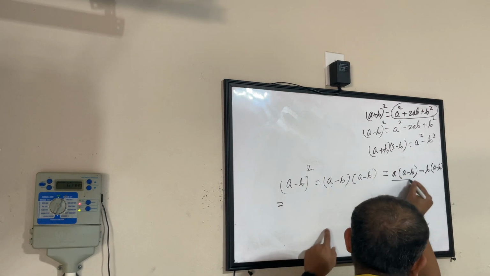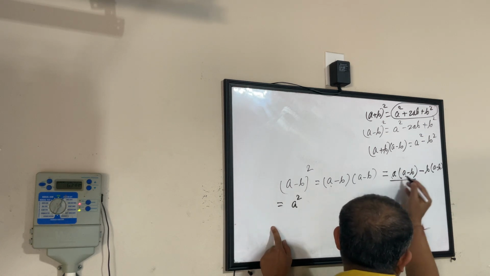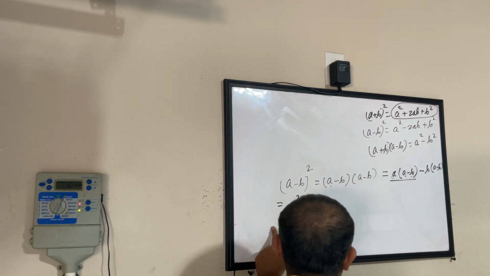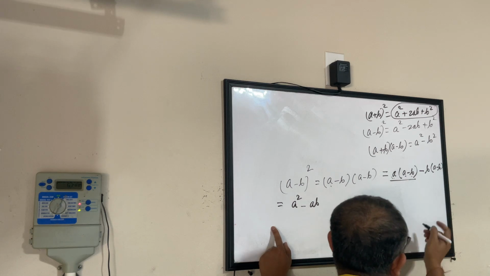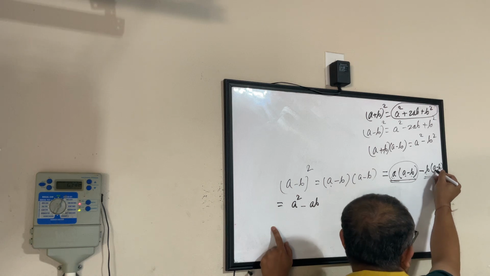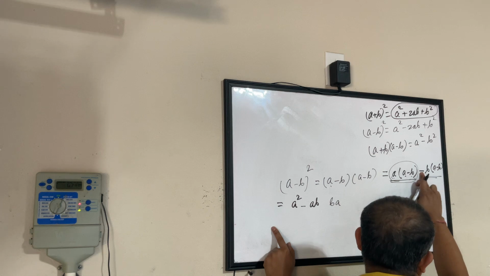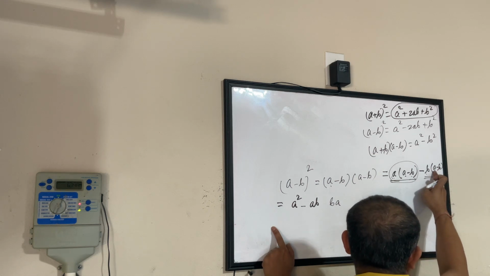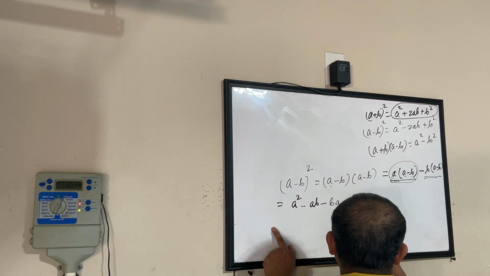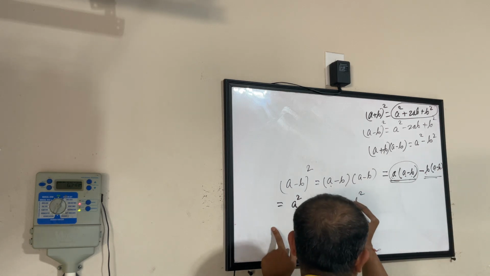Now I am opening this bracket. A into A becomes A square. A into B becomes AB. What will be my sign? Negative, because both have different signs. Now this one is done. Now I'm going to this guy. B times A becomes BA, and here I have negative sign, and here I have no sign, meaning a positive. So different signs, it becomes a negative. Again B into B becomes B squared, and here also I have a negative, here also I have a negative. When I have same signs, I put a plus. Okay.